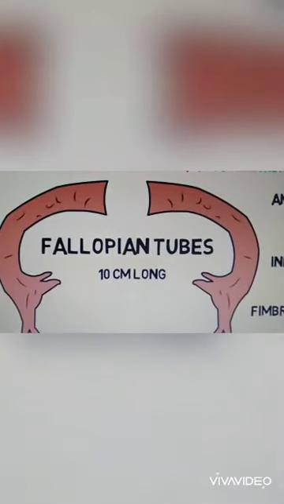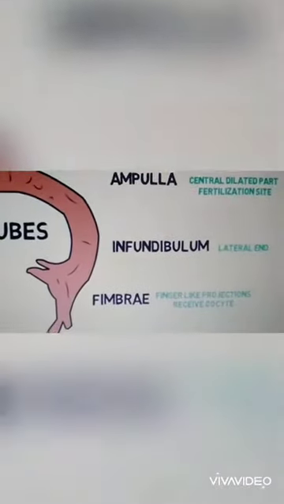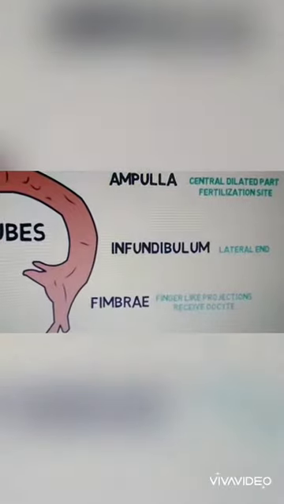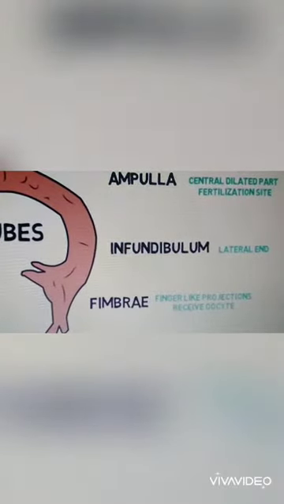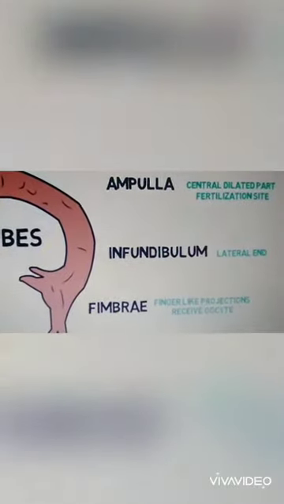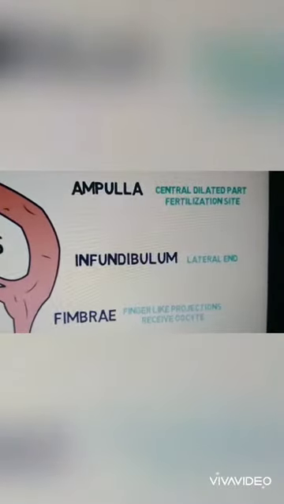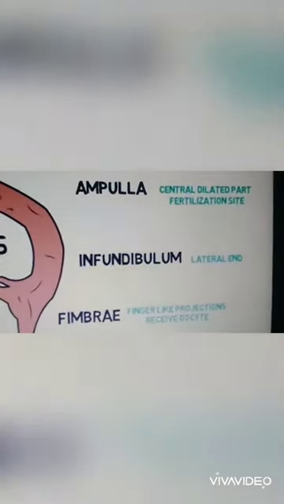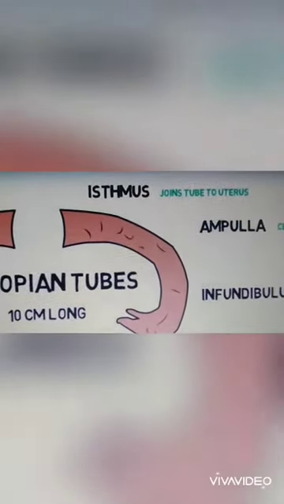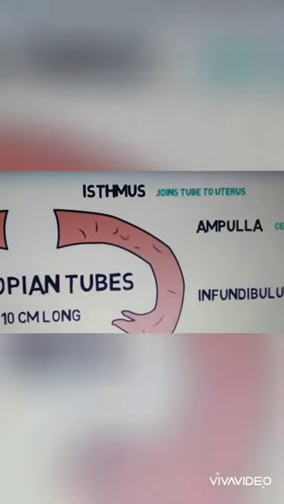What are the fallopian tubes? The two fallopian tubes are present, each 10 cm long. The first part is the infundibulum, present at the lateral end of the fallopian tube, and it contains fimbriae. The fimbriae are finger-like projections which are used for receiving the oocyte. And then the next one is the ampulla, which is the site of fertilization. And then the next, the middle part, is known as the isthmus. The isthmus is the tube which joins with the uterus.